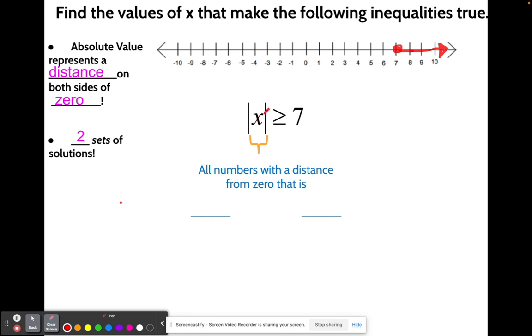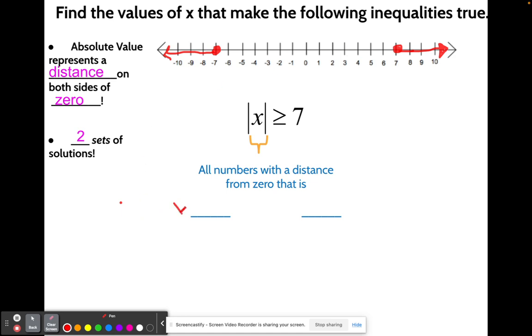Okay, what else could be in here? Well, what about negative 7? Absolute value negative 7 is 7. That is equal to, since we have the equal to there, that is a solution. What about negative 6? Absolute value of negative 6 is positive 6. That isn't bigger than 7. But negative 8 is, absolute value of negative 8 is 8. That's bigger than 7. Absolute value of negative 9 is 9. That's bigger than 7. So you can see this is one of our OR inequalities.